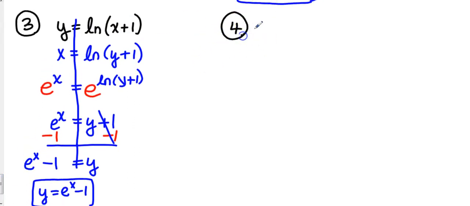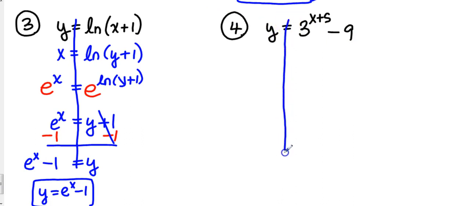Number 4 says y equals 3 to the x plus 5 minus 9. Step 1, switch x and y. So x equals 3 to the y plus 5 minus 9. Before I can do anything, because now I'm starting with an exponential, I know I will eventually have to take the log of both sides.